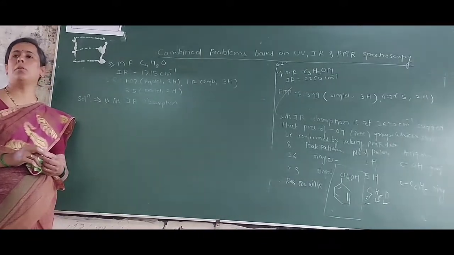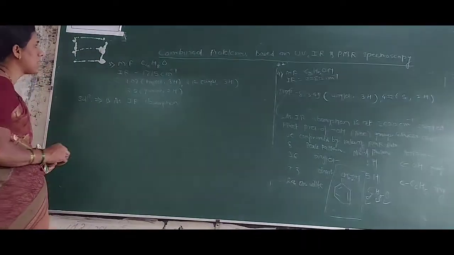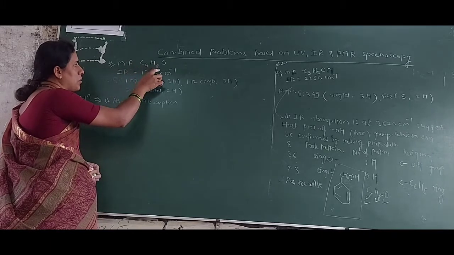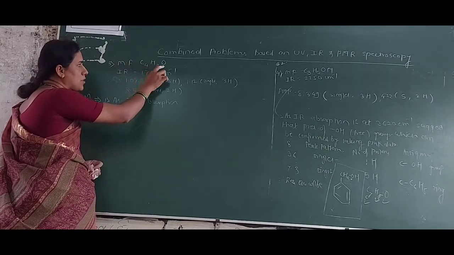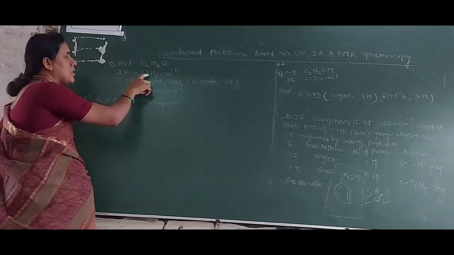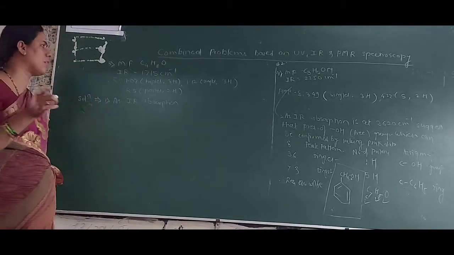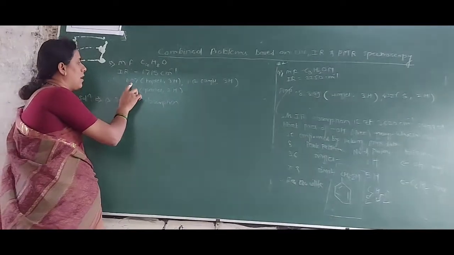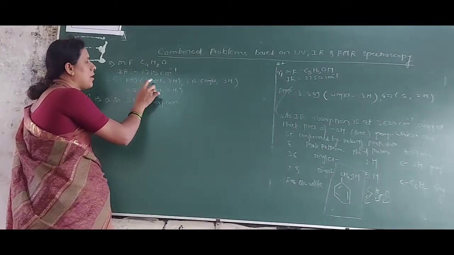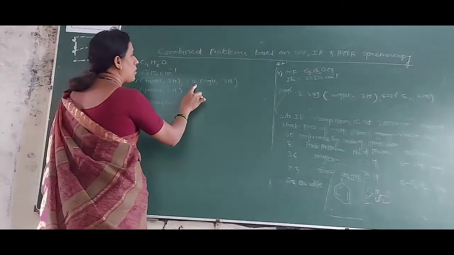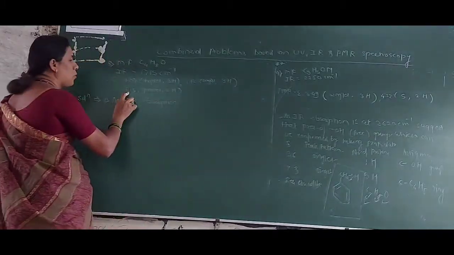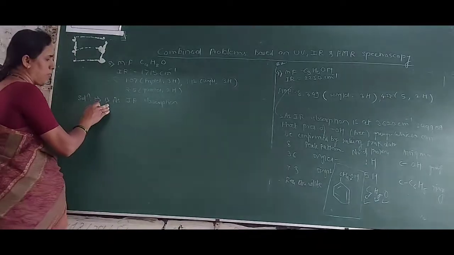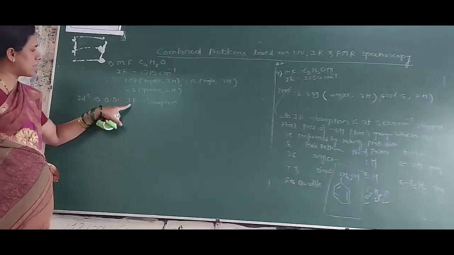Now we are going to discuss the next problem, that is the third problem. In the third problem the data is given to you: molecular formula C4H8O, IR frequency is the same, that is 1750 centimeter inverse, and chemical shift values in delta ppm as 1.07 triplet 3H, 1.12 singlet 3H, and 2.52 quartet 2H.